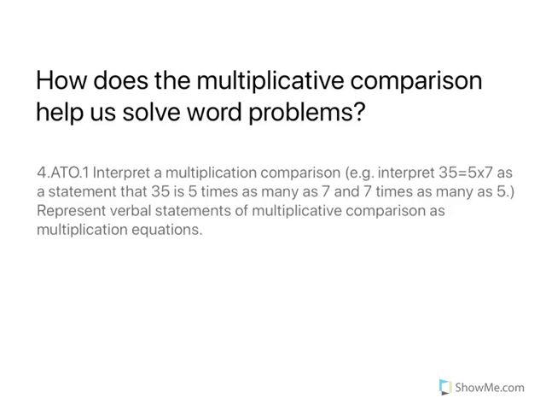Our essential question today is, how does the multiplicative comparison help us solve word problems? Our goal is for ATO1, interpret a multiplication comparison and represent verbal statements of multiplicative comparison as multiplication equations. What we are doing is we are looking at 35 equals 5 times 7, and we are writing it in words. 35 is 5 times as many as 7.